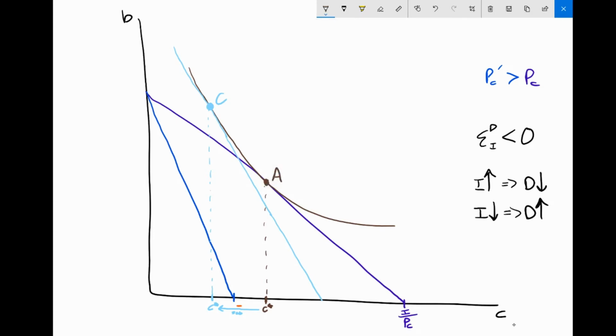So here, let's imagine someone's preferences are like this. Let's see, is that going to work? That's not going to work. Sorry. Let's say someone's indifference curve is like this. When the price goes up, they choose bundle B right here. And it's still too close. Sorry, guys.